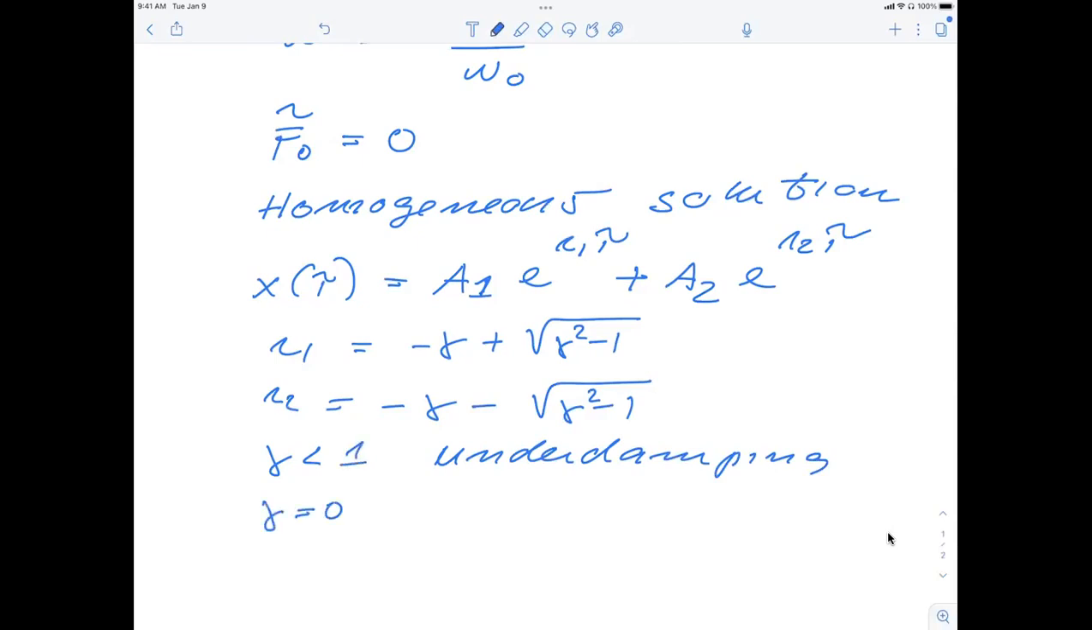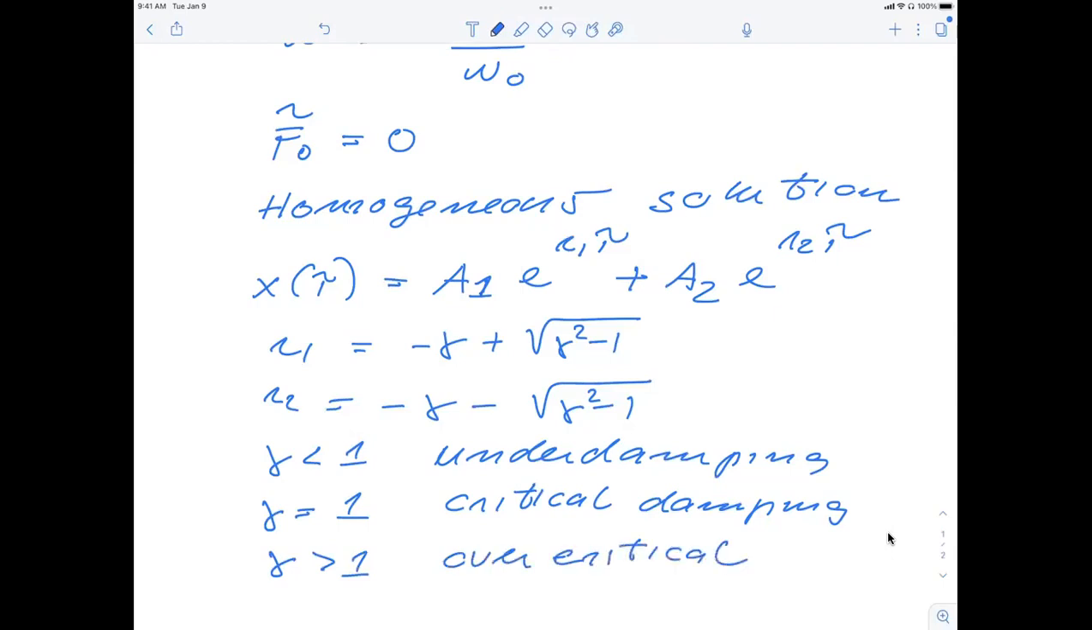Now, why do we insist on 0? I don't know why. Sometimes things just pop out against your will, right? So gamma equal to 1 is called critical damping. And then we have gamma larger than 1, which is called overcritical damping. So this is basically what we did on Monday, and then we analyzed different cases.